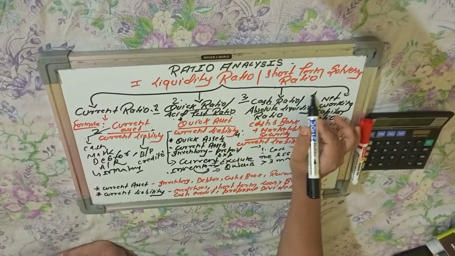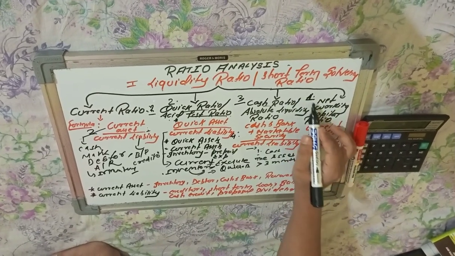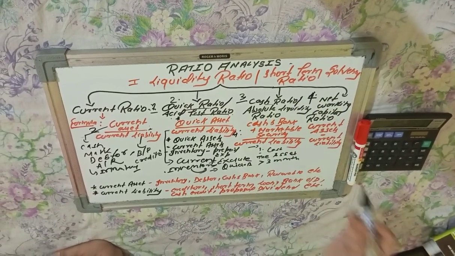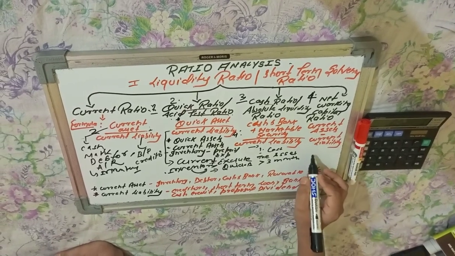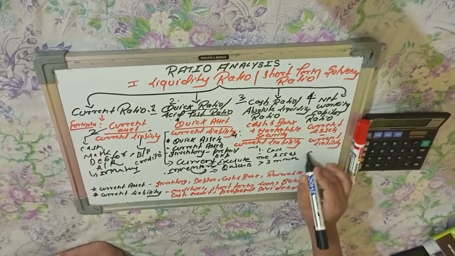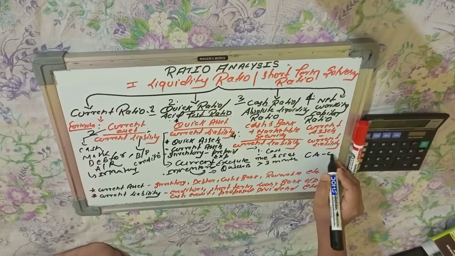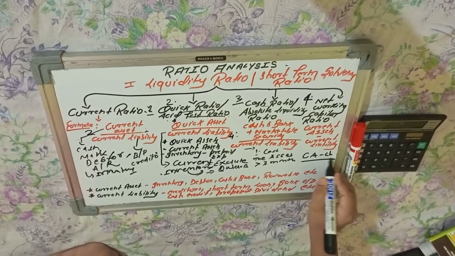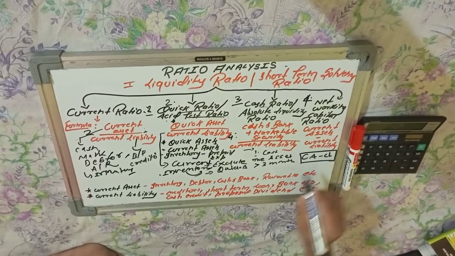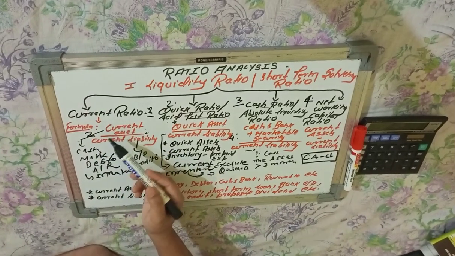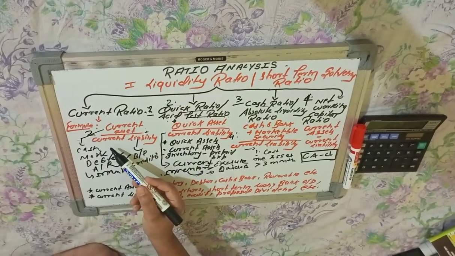The fourth being the net working capital. So the net working capital is the difference between current assets and current liability, which is said to be CA minus CL. So in the current ratio, it's current assets divided by current liability.